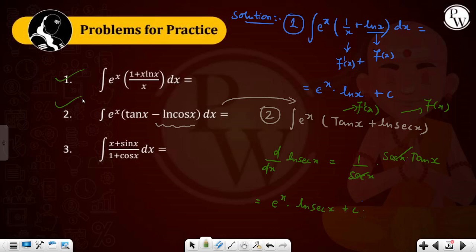Now the third problem. For that I will be needing some space, so I will erase 1 and 2. So please note it down as soon as possible. As soon as you can, please note down the solution.